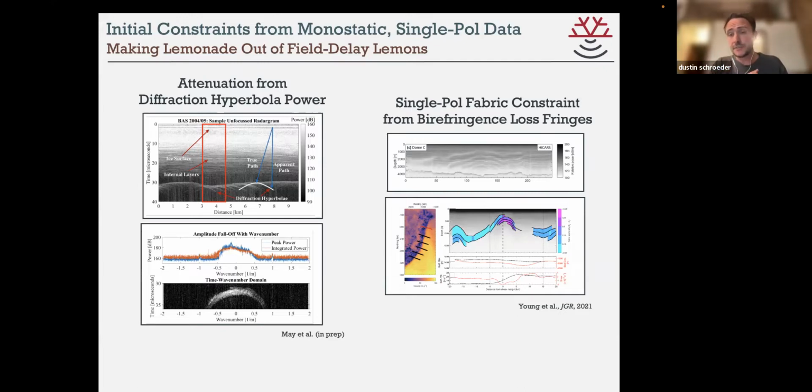And TJ Young, who's a postdoc on the project, was looking at single polarization data from the air and seeing these interference fringes you can see on the top right, and looking at the birefringent effect of those fringes to try and get polarimetric constraints on the fabric without having a polarimetric radar. So this is not technology development as much as Luddite creativity with what we happen to have.